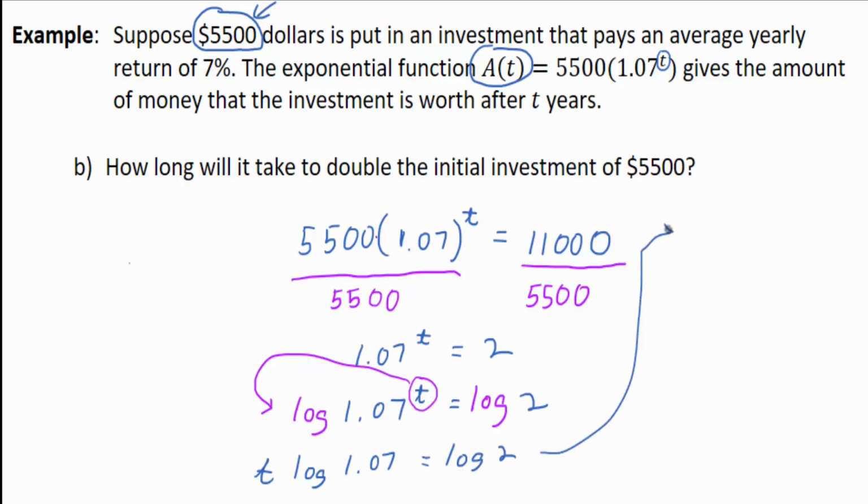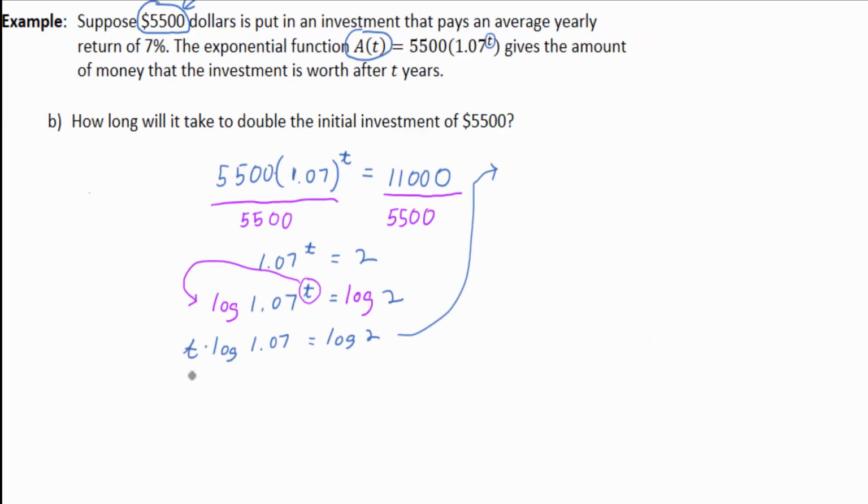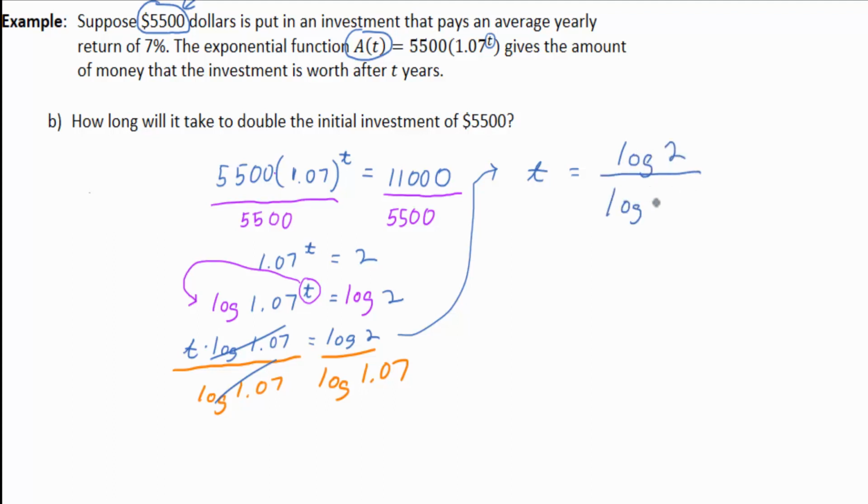And then let me go up here. Look, t is connected to the log of 1.07 by multiplication. To disconnect it, we divide both sides by log of 1.07. And then that means that t is equal to, these guys cross out, log of 2 divided by log of 1.07.